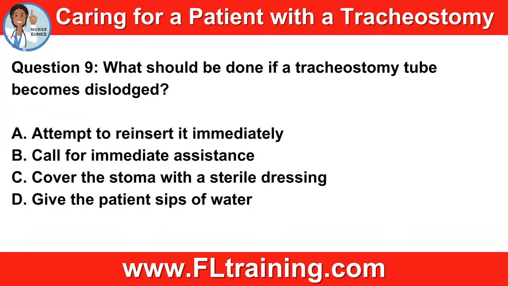Question number 9. What should be done if a tracheostomy tube becomes dislodged? The best nursing team, it is going to happen. That's why we keep their hands restrained initially so they don't try to go to their throat and pull out their tube. But what do you do if it happens? Is it A, do you attempt to reinsert it immediately? And this is from the CNA, the PCT standpoint, not from the nursing standpoint.